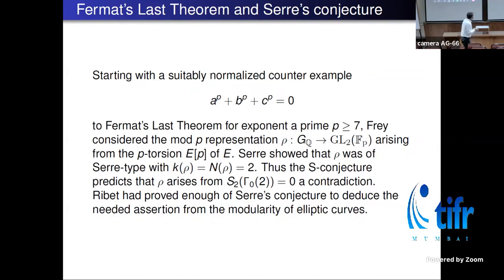So that was how Serre formalized Frey's intuition that the Frey elliptic curve should not exist. Maybe the non-existence was related to this: the elliptic curve could well exist, but the mod p representation had too small ramification.